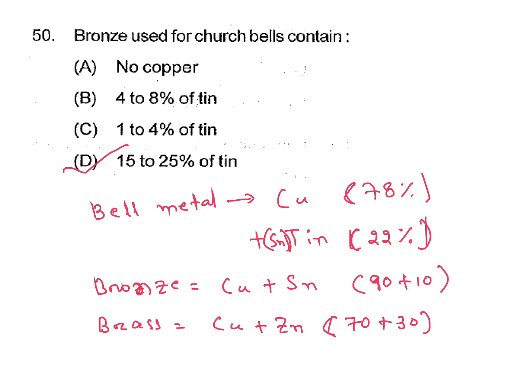Here two more things are important. For normal bronze, it consists of copper and tin, copper percentage 90%, tin percentage 10%. And brass consists of copper and zinc, copper percentage 70% and zinc percentage 30%.